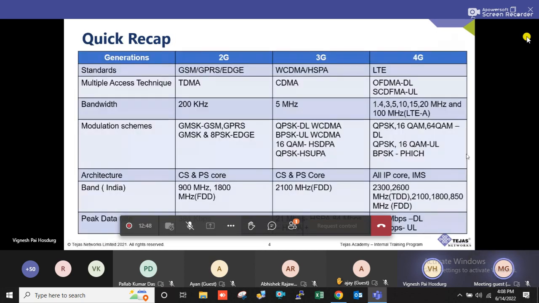Now, just to give you an overall picture about yesterday's discussion, this table gives you a nice explanation with respect to this.